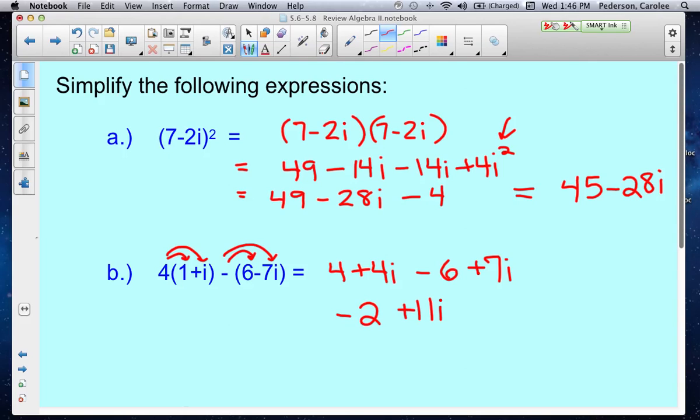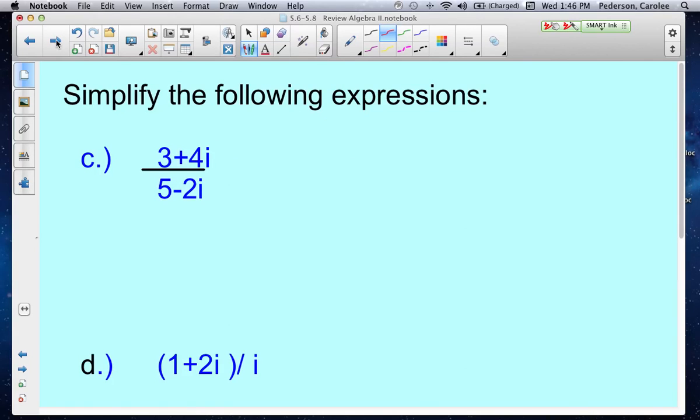How about dividing? Why not? Simplify these expressions. Take the conjugate of the denominator. So I'd probably throw parentheses around all those. And what's the conjugate of the denominator? 5 plus 2i. It's always the sign change of the imaginary part. And now what do we do? FOIL and FOIL.